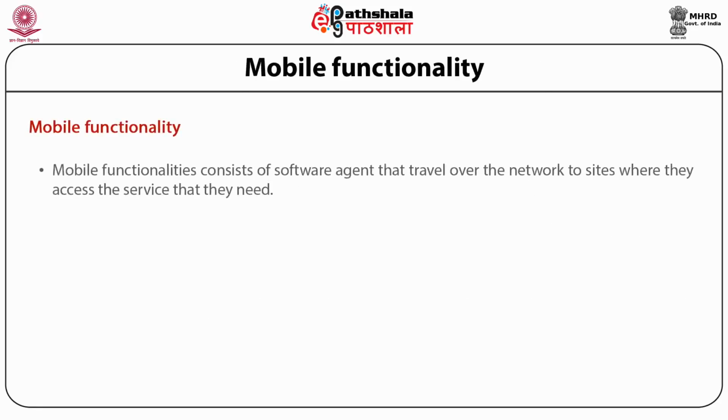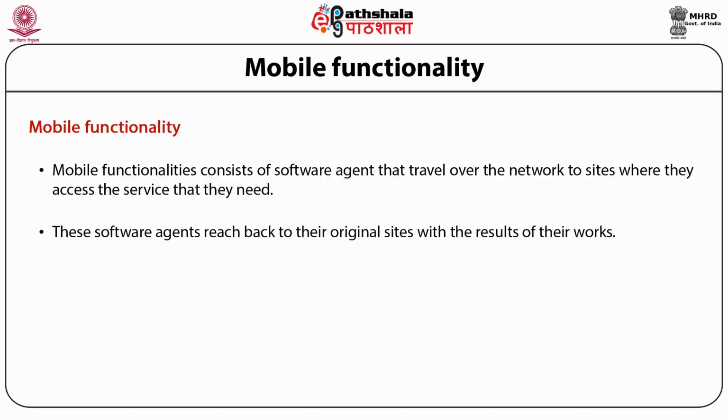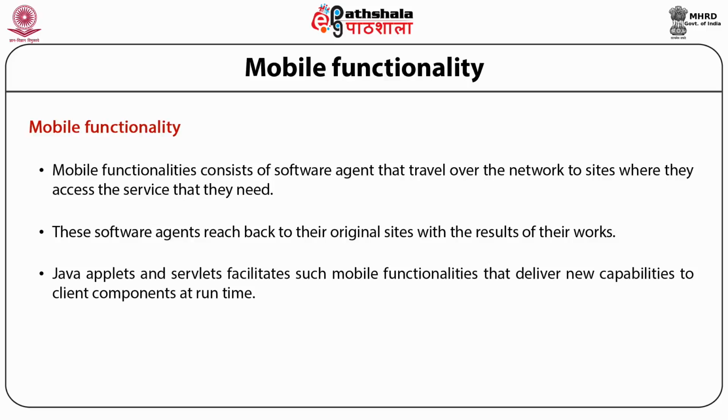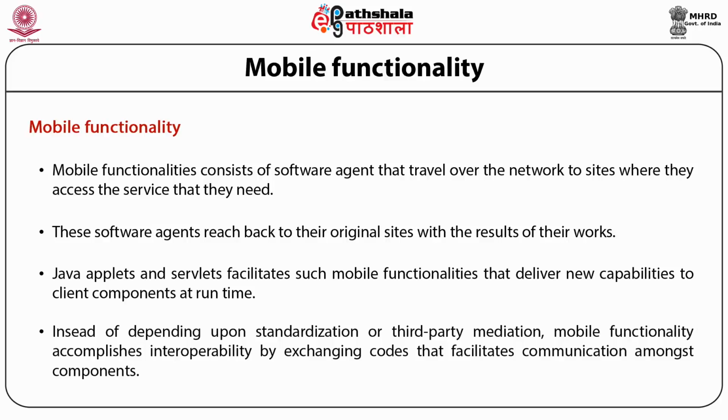Mobile functionality. Mobile functionalities consist of software agents that travel over the network to the sites where they access the services that they need. The software agents reach back to their original site with the results of their work. Java applets and servlets facilitate such mobile functionalities that deliver new capabilities to the client components at runtime. Instead of depending upon standardization or third-party mediation, mobile functionality accomplishes interoperability by exchanging the code that facilitates communication amongst the components.